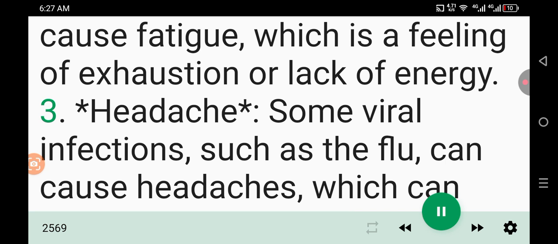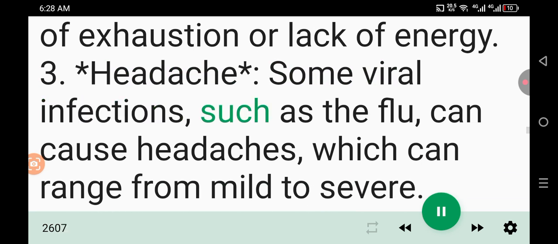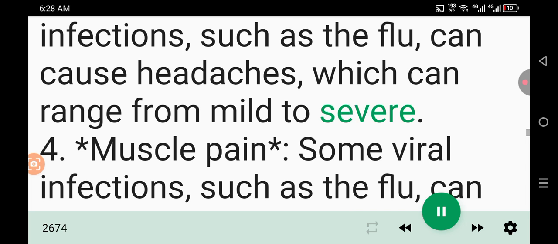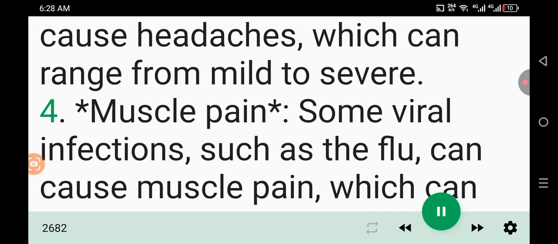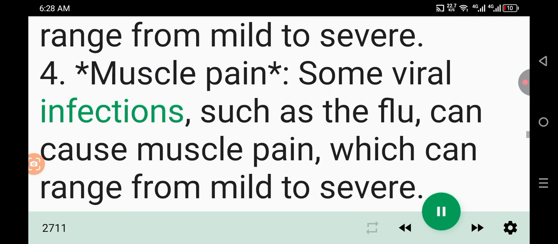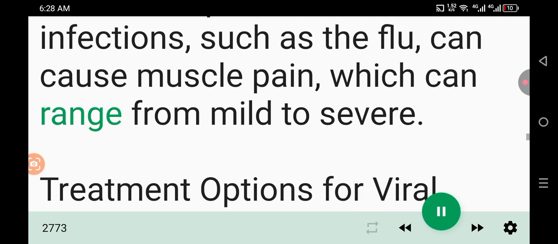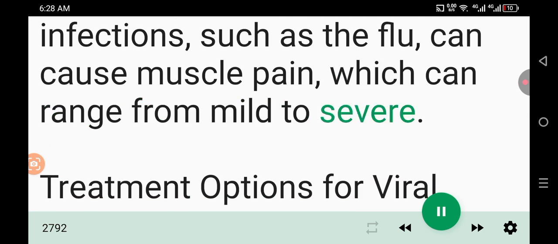3. Headache. Some viral infections, such as the flu, can cause headaches, which can range from mild to severe. 4. Muscle pain. Some viral infections, such as the flu, can cause muscle pain, which can range from mild to severe.